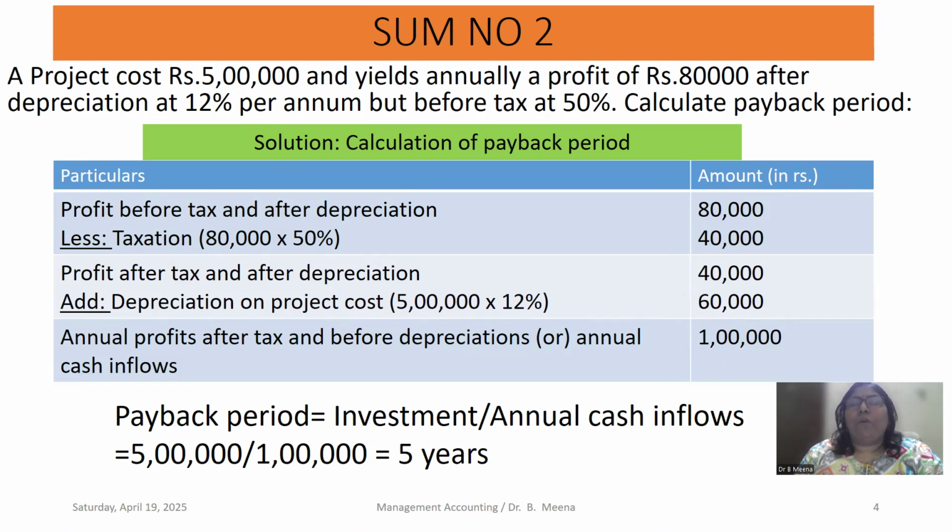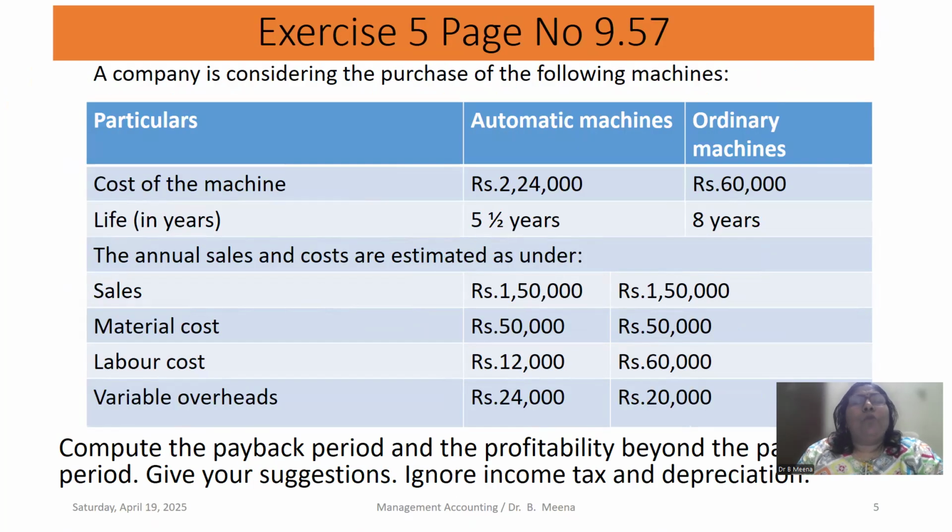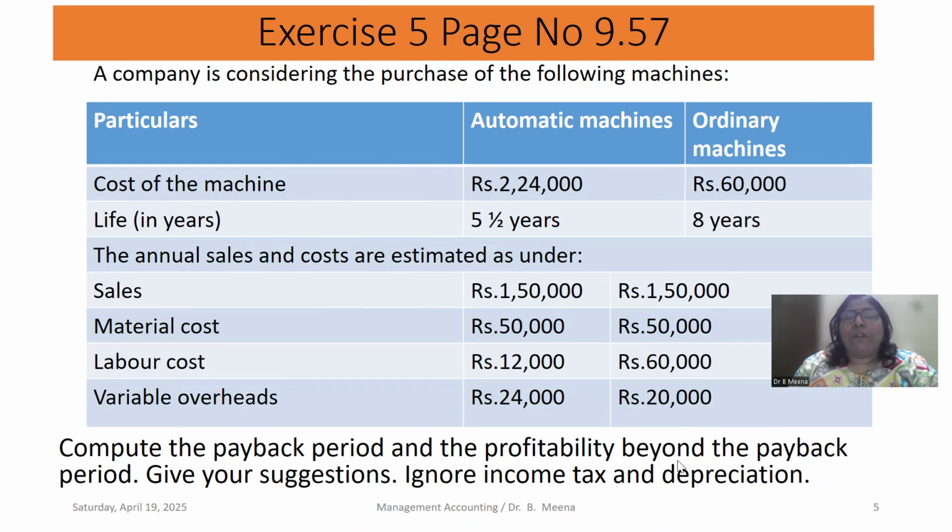This is another problem model. One more important problem model under payback period is where we have two types of machines: one is an automatic machine, another is an ordinary machine. The cost of the machines is given, life in years is given, and the annual sales and cost are given. If you compare the sales and cost, that tells you the profits for the respective machine. Compute the payback period and the profitability beyond the payback period. Give your suggestions, ignoring income tax and depreciation.